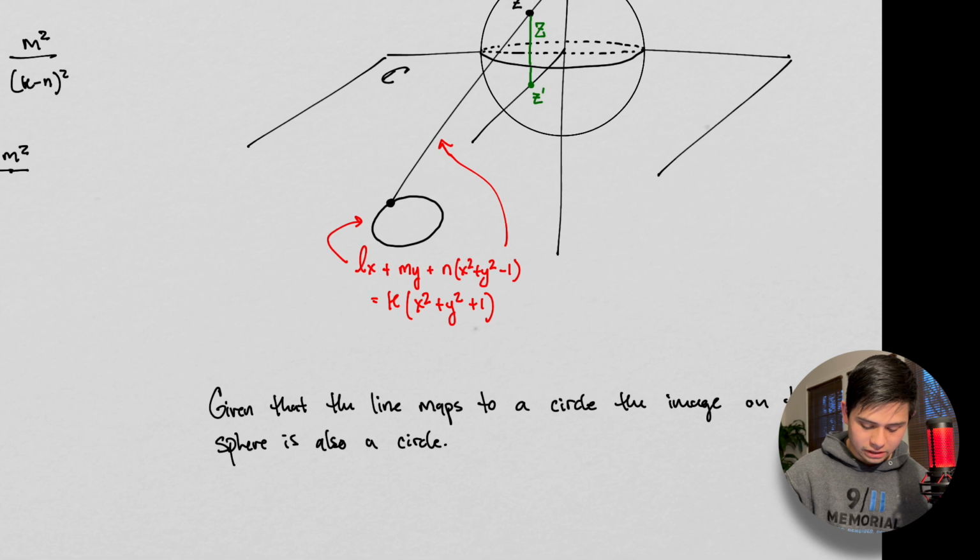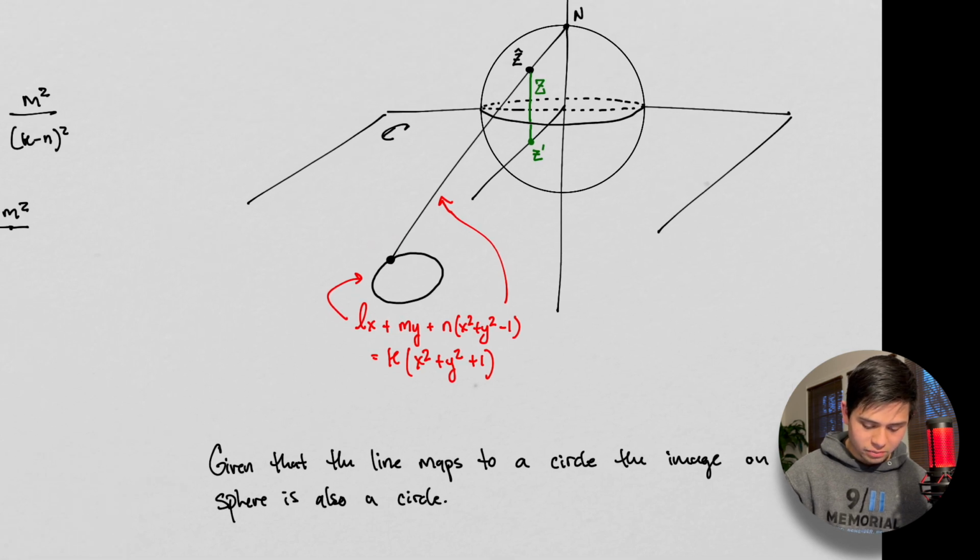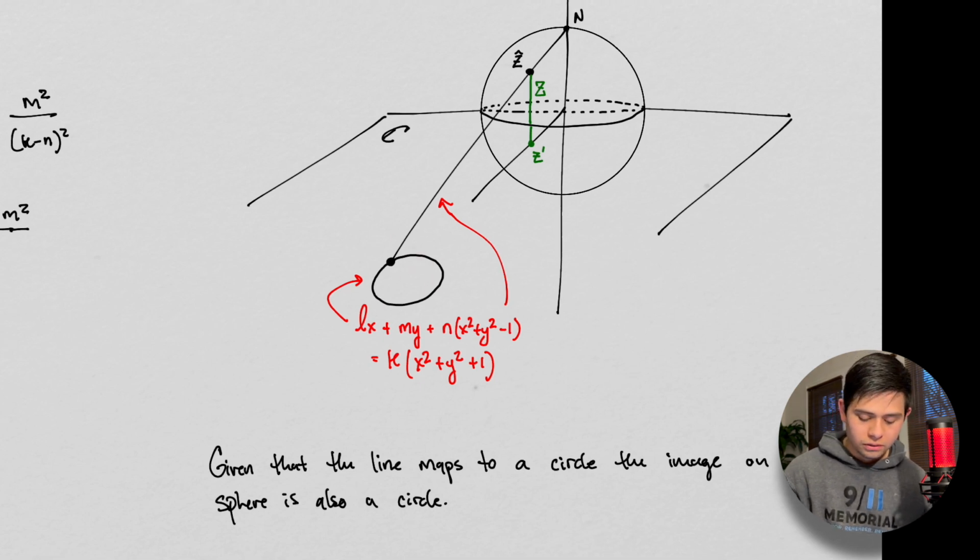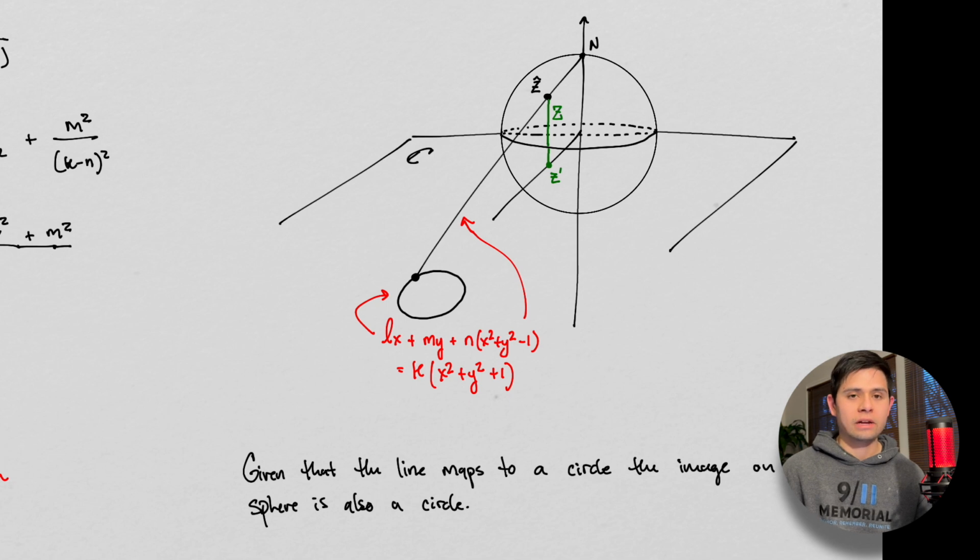And so given that we have a line that maps to a circle, that means every point on the circle has a line mapping to it, given some point z prime on the sphere. So if the line maps to a circle, then circles on the sphere will map to circles on the complex plane as well. So this was sort of a grand tour of stereographic projections.